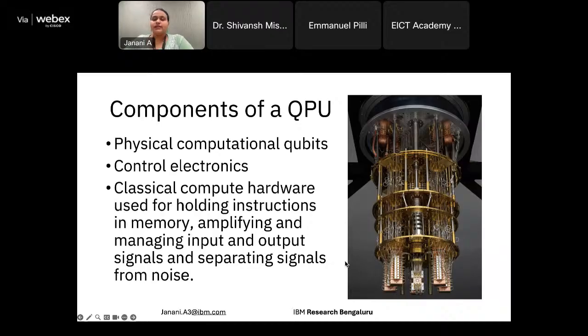Now, what do we mean by this? Let's just take the most basic circuit you can think of. Say you have two qubits, you have a Hadamard, you have a CNOT, and you're doing a measurement. The Hadamard is a gate, and the CNOT is a 2-qubit gate. Then you have measurement. Now if you measure these two qubits, which is absolutely necessary for any quantum computing process, where do you store this information? That's where the classical compute hardware is going to come in.